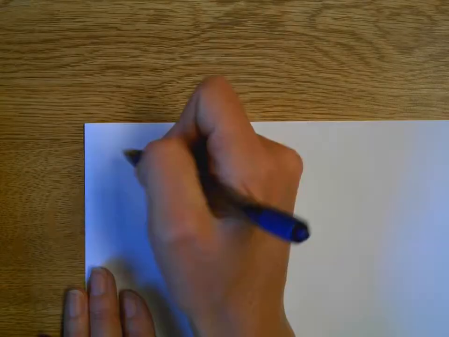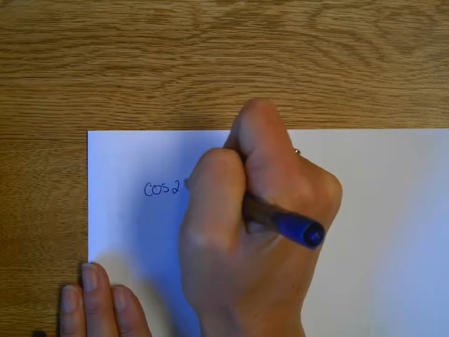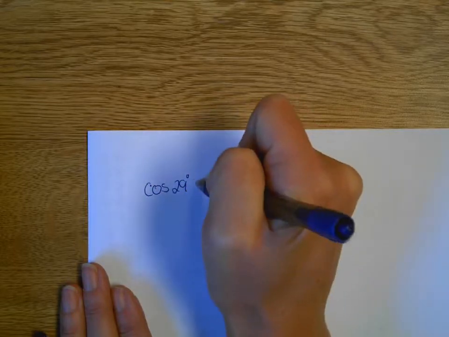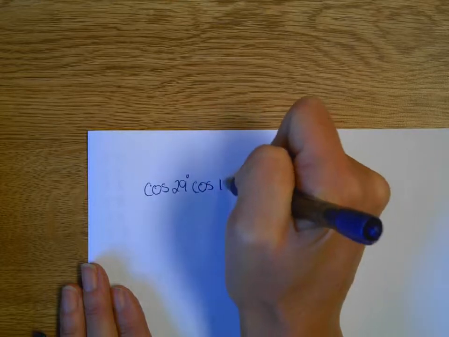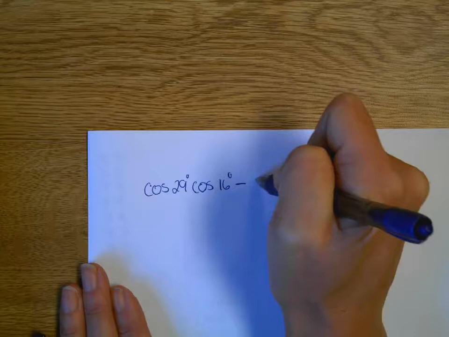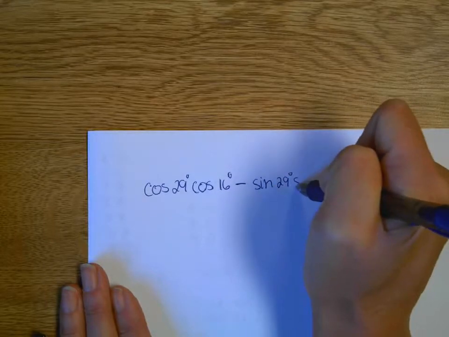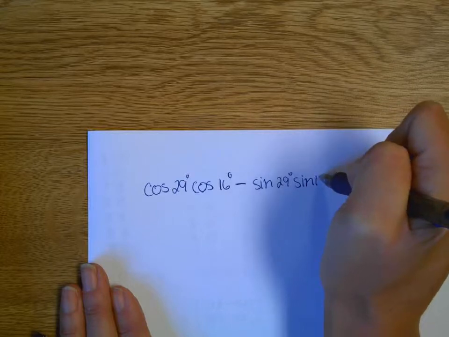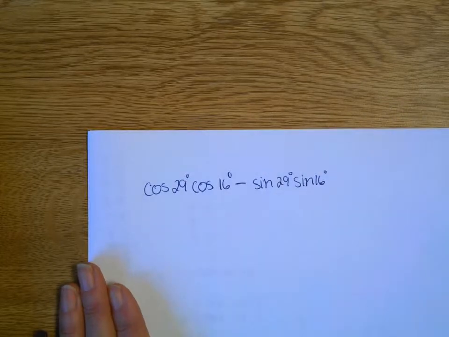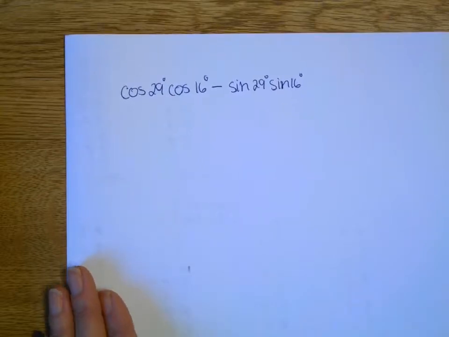Okay, easy one. Still looking for an exact value. Cosine of 29 degrees times cosine of 16 degrees minus sine of 29 degrees times sine of 16 degrees. What do you think of that?